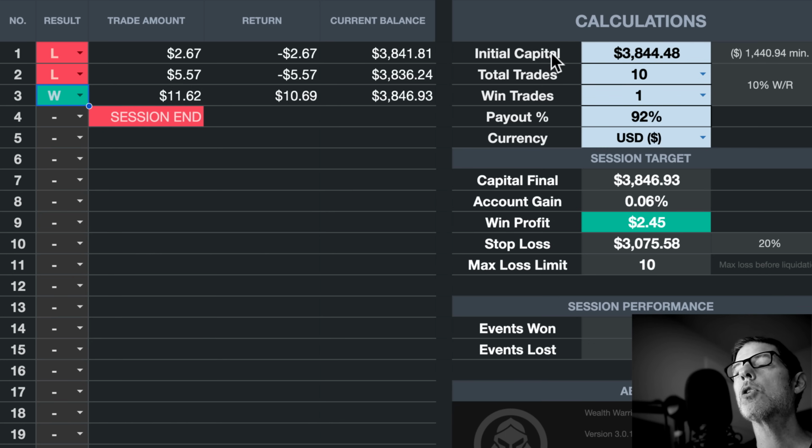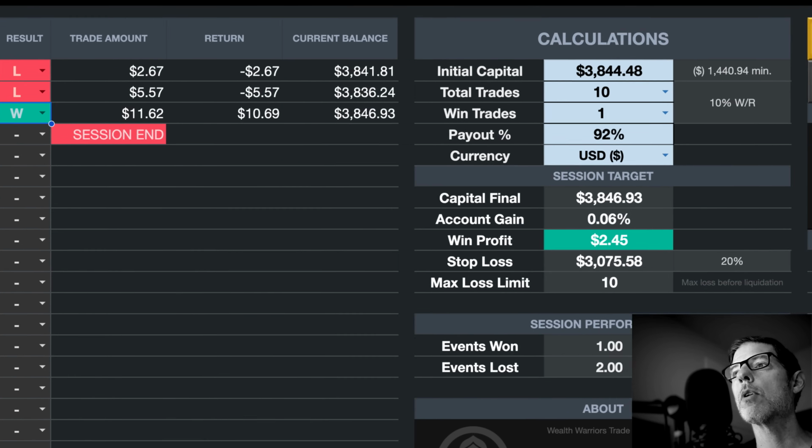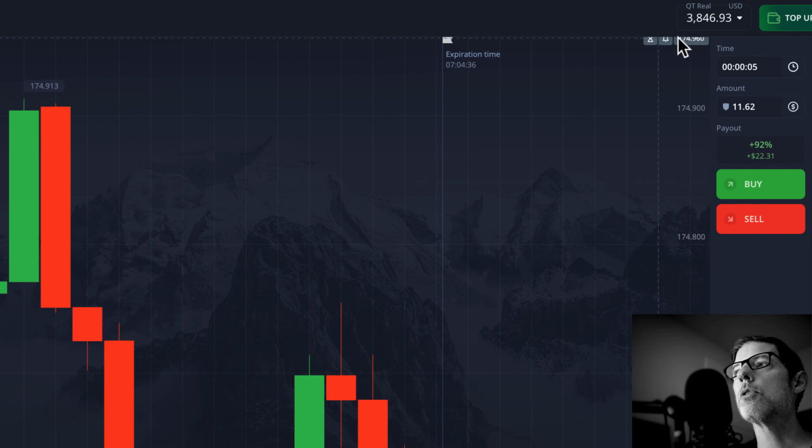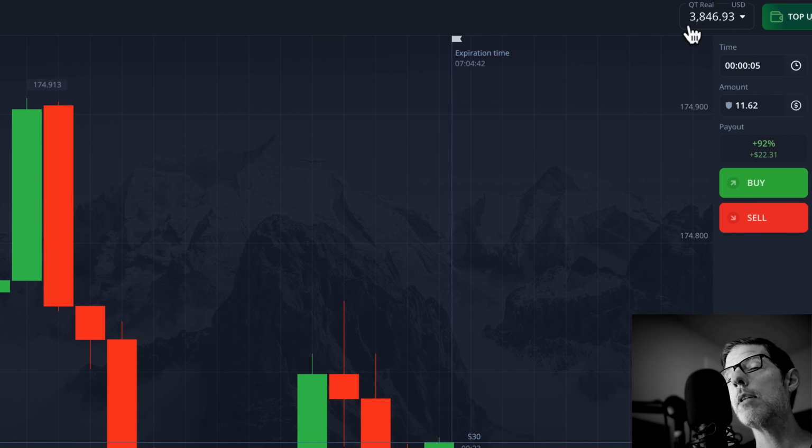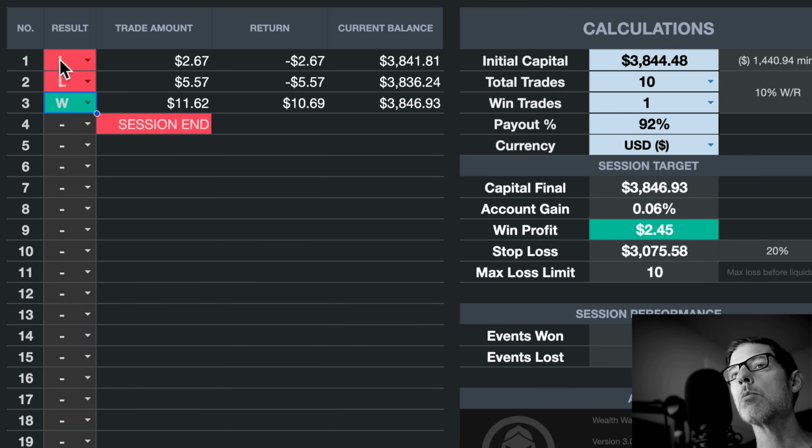So the initial capital that we started with was 38.44. Let's see what it is over on Pocket Option now. Now it's 38.46.93. So almost 38.47. So do you see that? Even if we had 2 losses, we only need 1 win, and we can stay in profit.